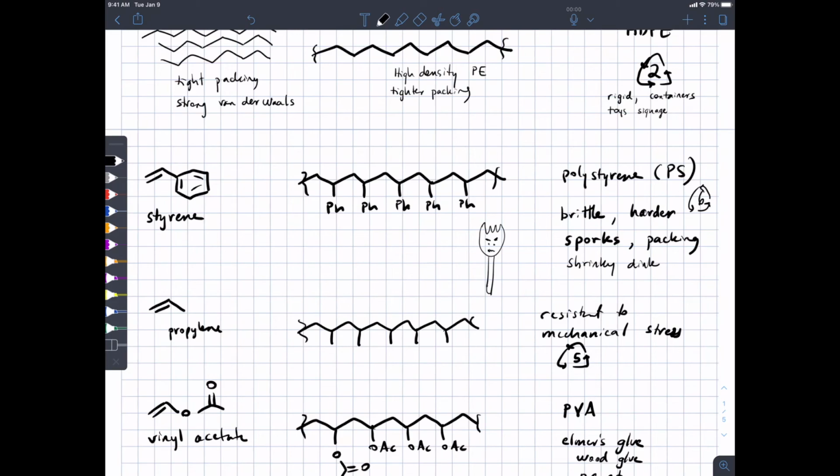Changing the groups, polypropylene just has a methyl group instead of a benzene ring as in polystyrene. Polypropylene is resistant to mechanical stress, so it's used a lot for various containers.